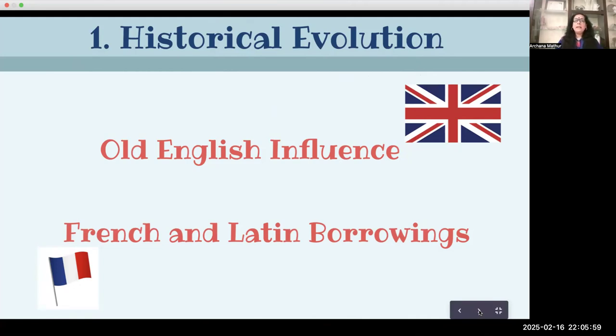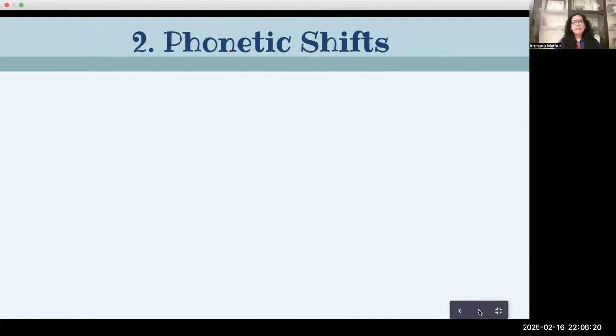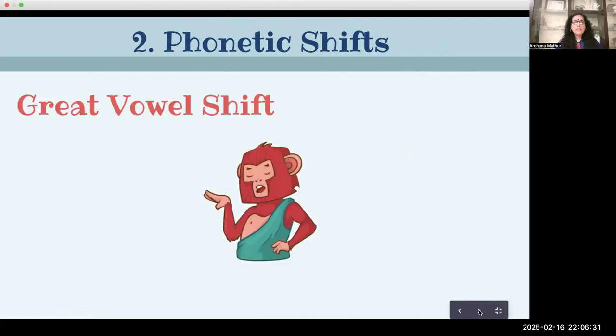The reason these silent letters were retained is that the French scribes introduced new spellings which followed French conventions, and also because many of these words were originally pronounced with those consonants, but later they were dropped in speech. Then came the phonetic shift, the Great Vowel Shift, which happened between the years 1400 to 1700 AD.